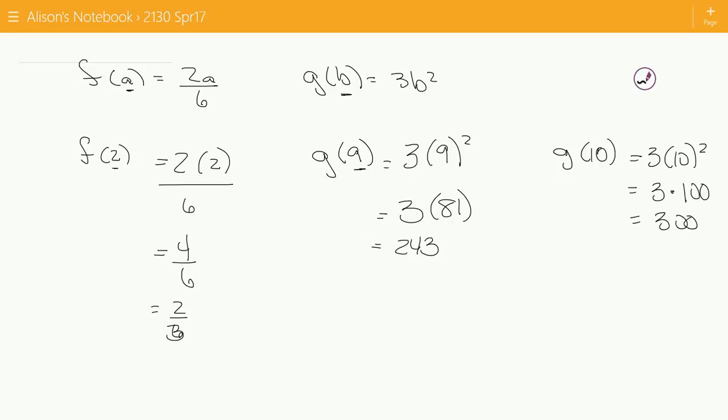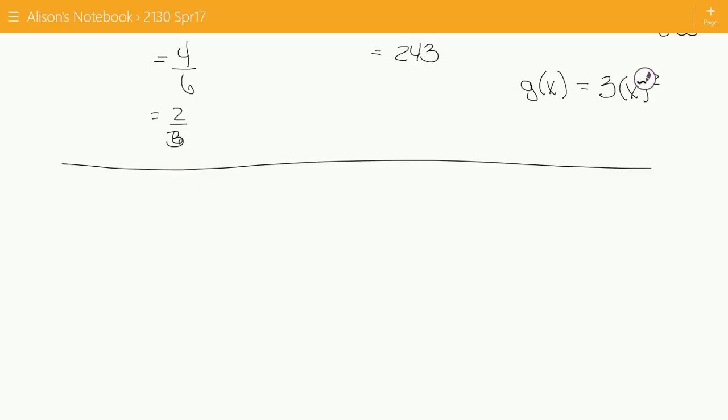What if I wanted to know what g of x was? Exactly the same. I'm going to replace the b value in my equation with an x. So this is going to be 3 times x squared. But let's talk about composite functions.